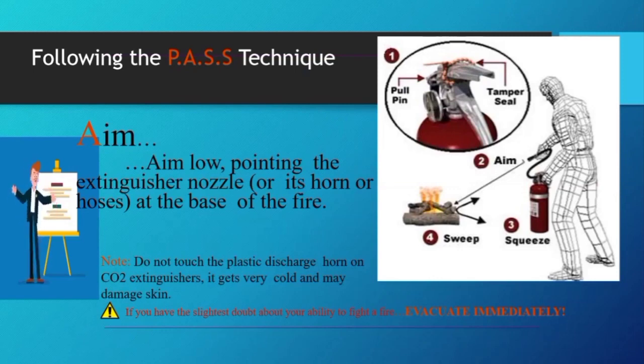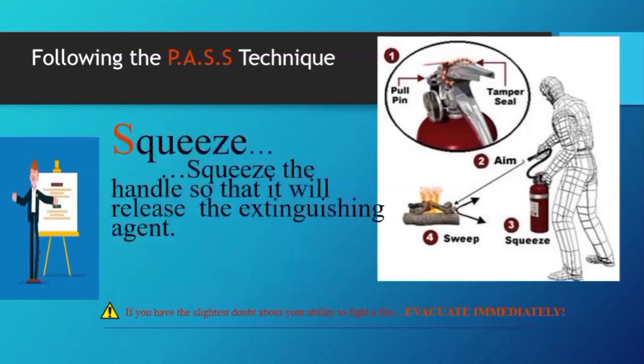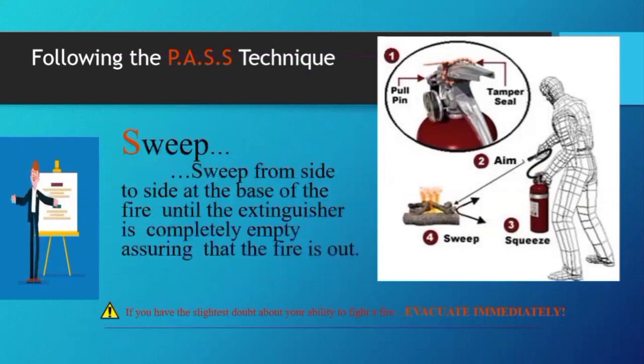Once you aim towards the base of the fire, what are you going to do next? Squeeze the discharge lever. Squeeze the handle so that it will release the extinguishing agent. Then do not just keep yourself steady, but instead move or sweep the nozzle from side to side at the base of the fire until the extinguisher is completely empty, assuring that the fire is out.